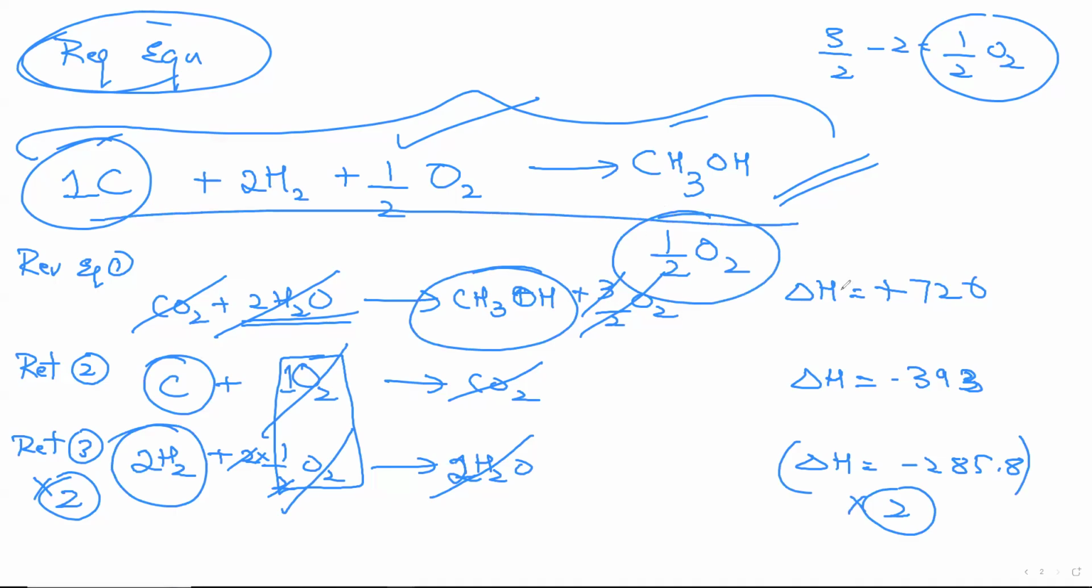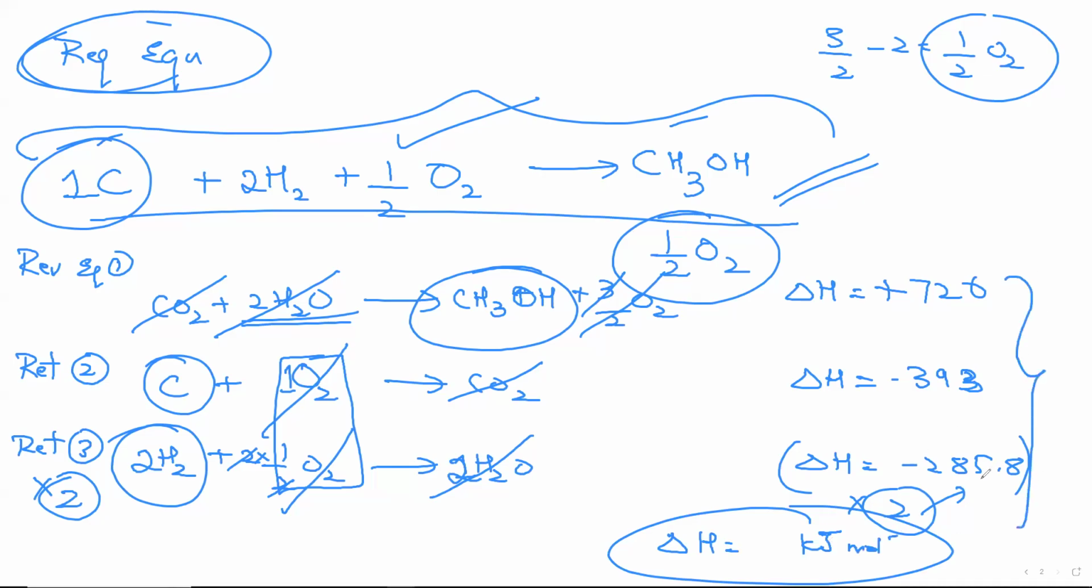Fine. Now I add everything. Before adding, multiply this by 2 and then add along with the sign. Once you add, whatever answer you're getting, that will be the answer for delta H in kilojoule per mole. That's it. Do regular addition and subtraction here. Simple.